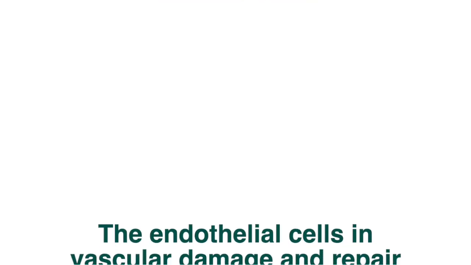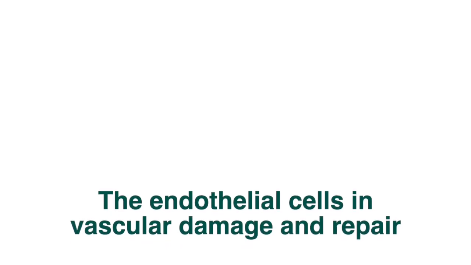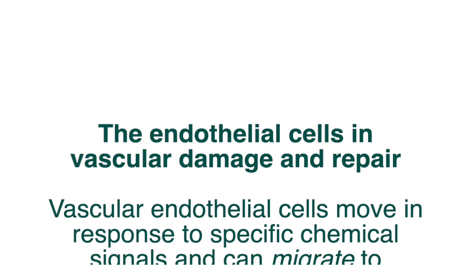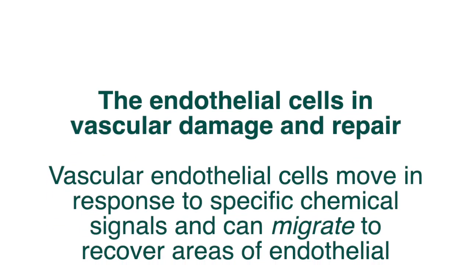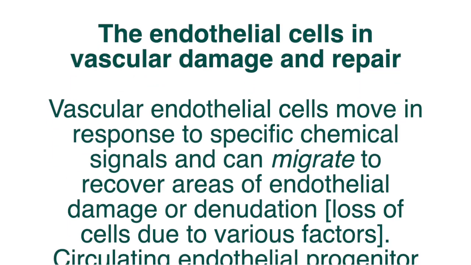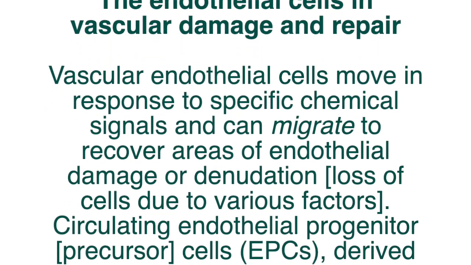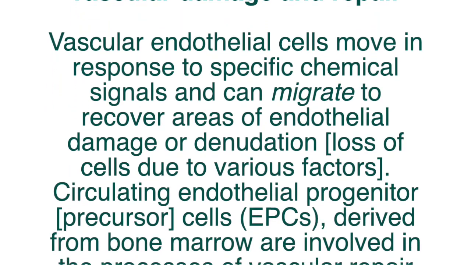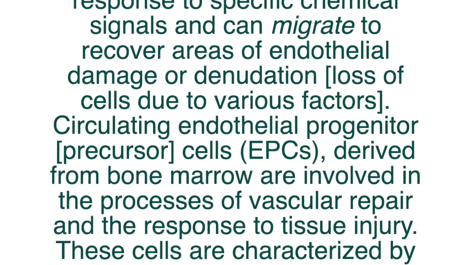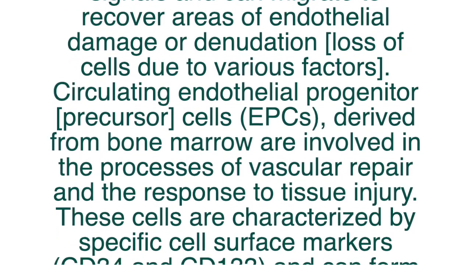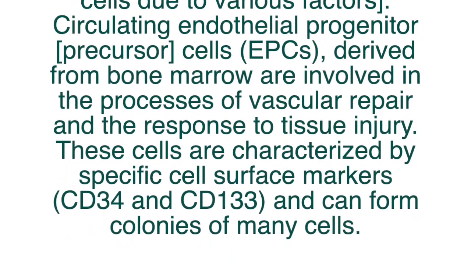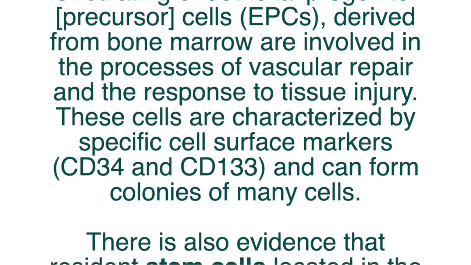The endothelial cells in vascular damage and repair. Vascular endothelial cells move in response to specific chemical signals and can migrate to recover areas of endothelial damage or denudation, that is, loss of cells due to various factors. Circulating endothelial progenitor, that is, precursor cells, EPCs, derived from bone marrow, are involved in the processes of vascular repair and the response to tissue injury.